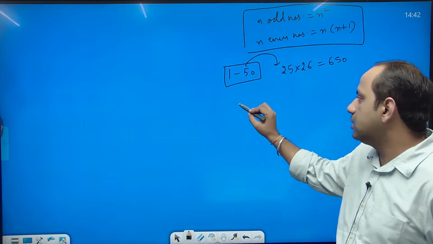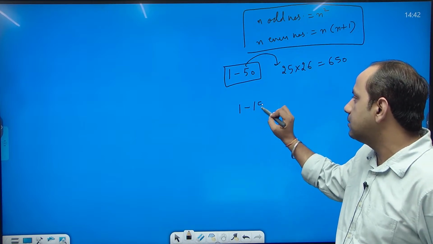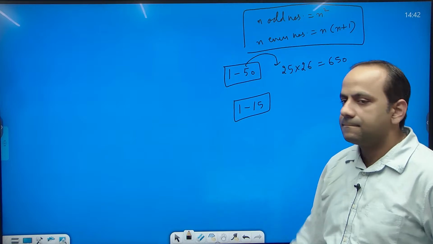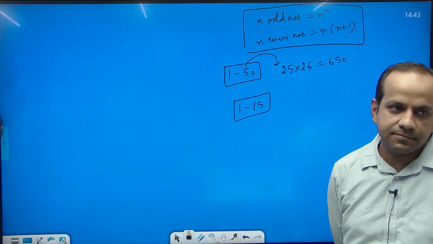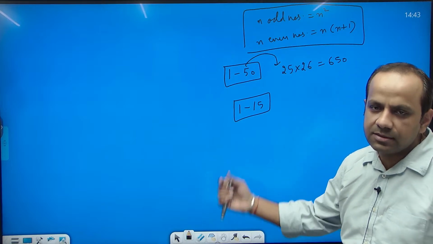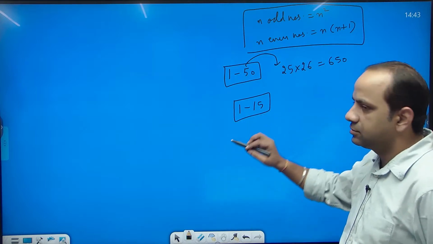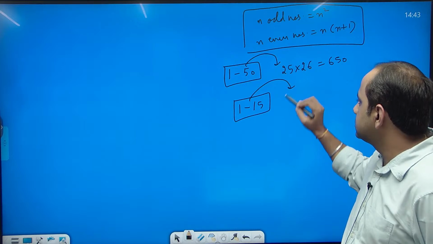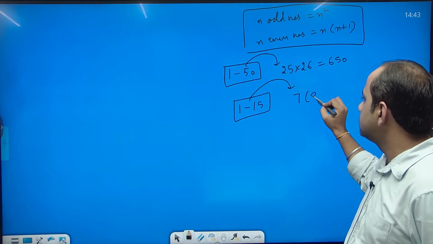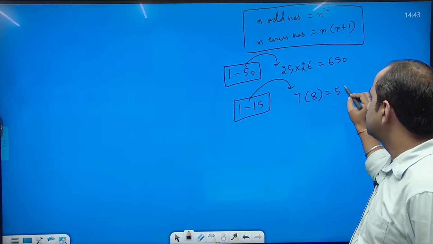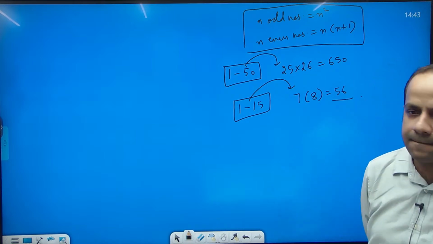Sum of all even numbers from 1 to 15. How many even numbers are there from 1 to 15? 7. 7 even numbers, and its sum will be 7 into 8. Any doubt in this? Clear?